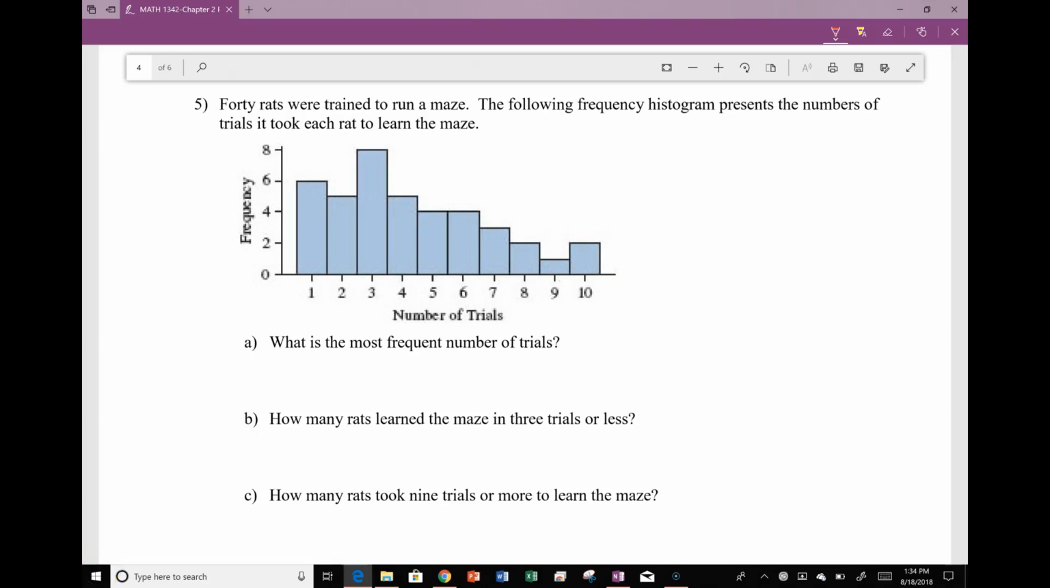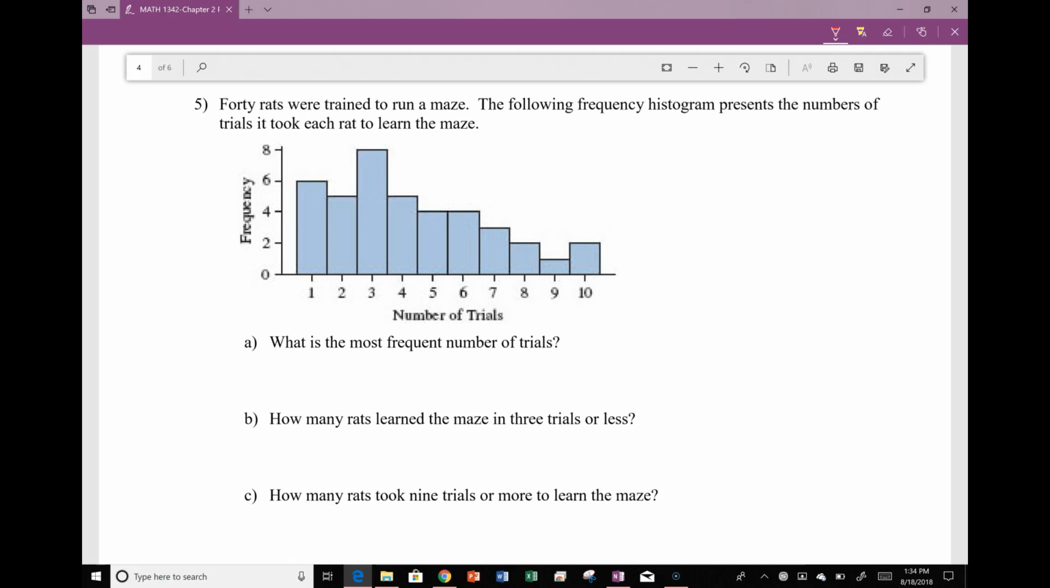We would like to continue our practice problems. In this particular problem, 40 rats were trained to run a maze. The following frequency histogram presents the number of trials it took each rat to learn the maze. So first let's look at this. Is this discrete or continuous data?